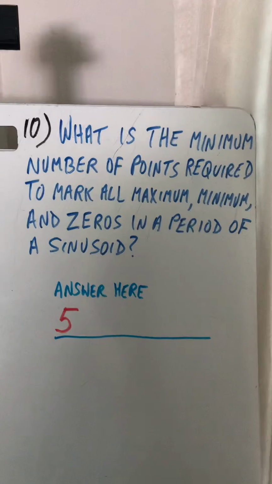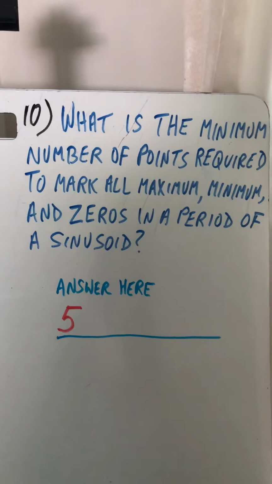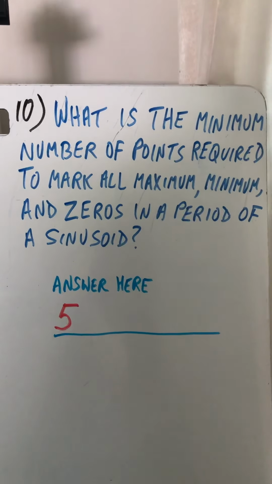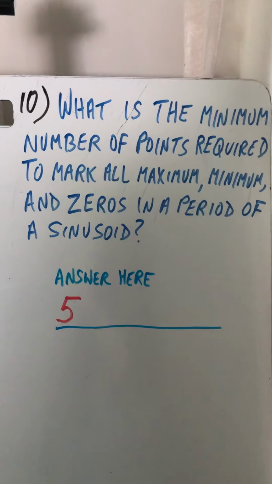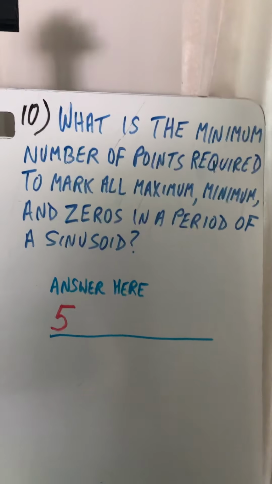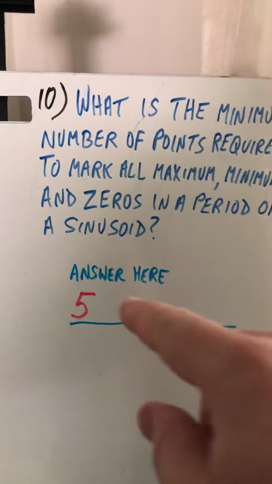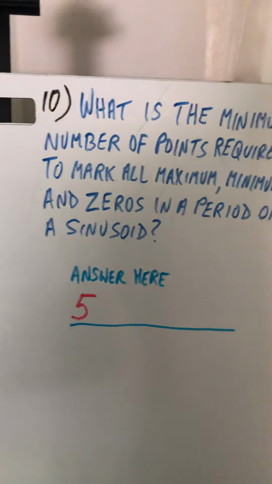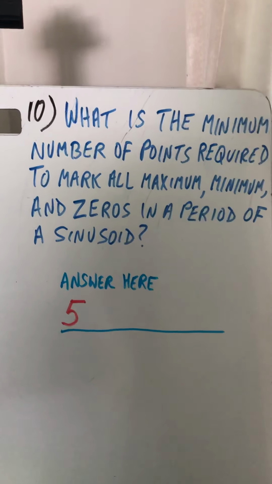What is the minimum number of points required to mark all maximum, minimum, and zeros in a period of a sinusoid? This one, you're going to have to fill in the answer yourself. You click on this space here, and you're going to type the number 5. The answer is 5.